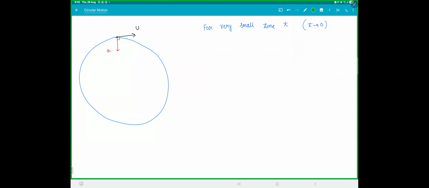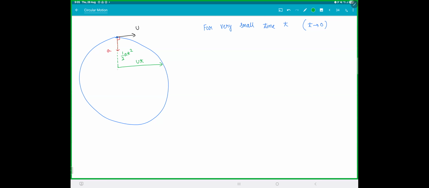Now you tell me, in time t, what do you think will happen? In time t, s is equal to ut plus half at square. This particle will travel a distance of half at square. Making sense? If it is going vertically, it will go half at square, and because of the horizontal velocity, it will travel ut. And you said it is going in a circle, so it has to go back to the circle.